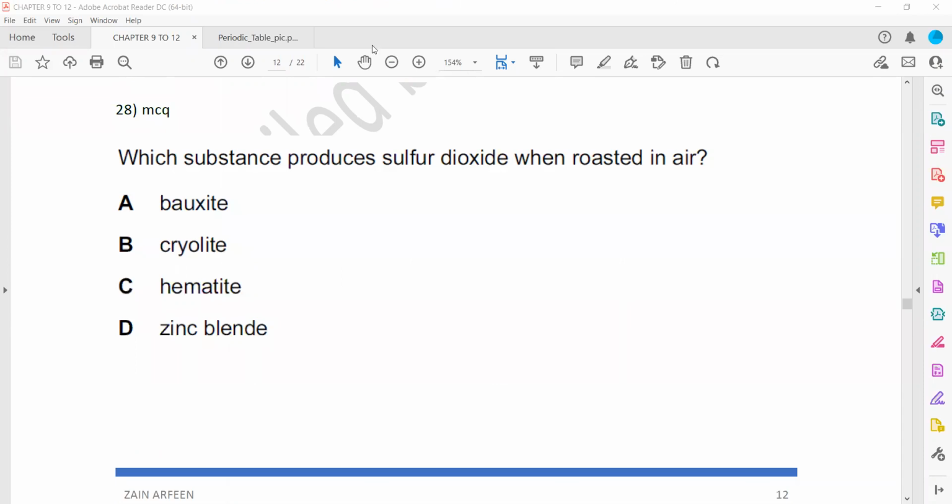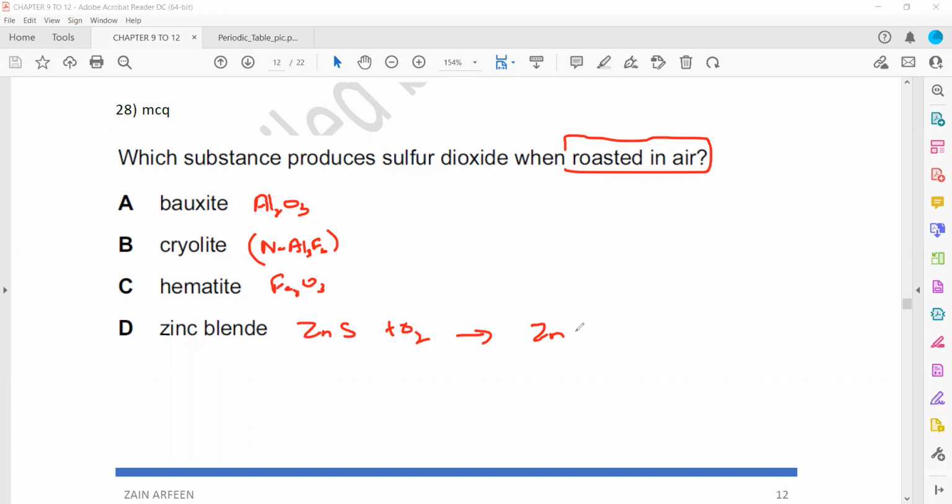Which substance produces sulfur dioxide when roasted in air? Bauxite is the ore of aluminum oxide. Cryolite, NaAl3F6, is used in the extraction of aluminum to lower the melting point, concentrate the ore, and act as a solvent. Hematite is the ore of iron. And zinc blende is zinc sulfide. When zinc sulfide is roasted in air, it produces zinc oxide and sulfur dioxide. So D is the right answer.